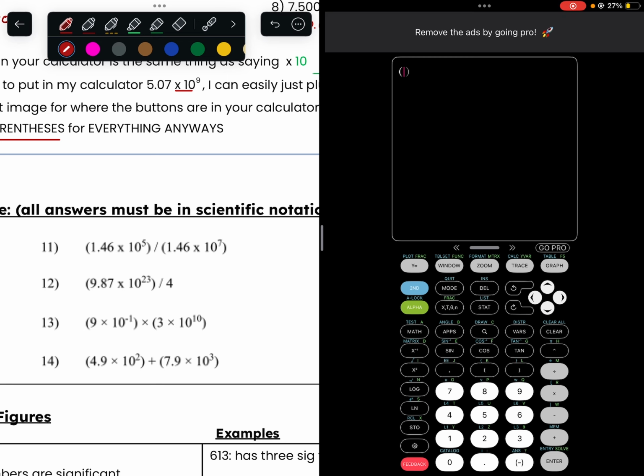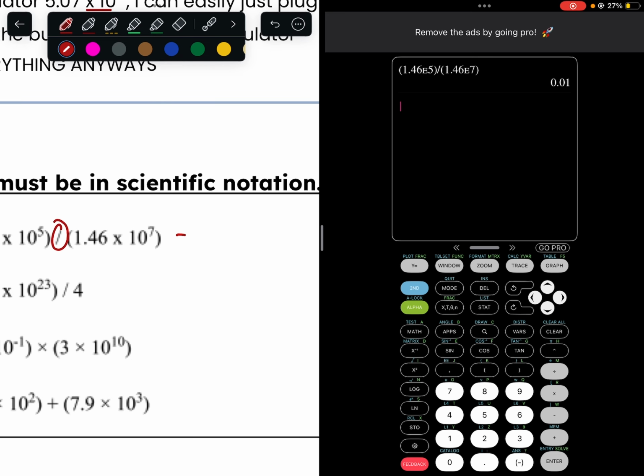What you can go ahead and do is let's throw that into parentheses. So I'm going to go 1.46, second, comma, 5, close the parentheses or else you're going to get a syntax error. Whenever you see a slash, that means divide. On this calculator, it even shows it as a slash as well. And then I'm going to plug in my other number. So we're going to go second, E7, and boom. That spits out the number of 0.01, which is what you should get if you plugged in your numbers correctly.